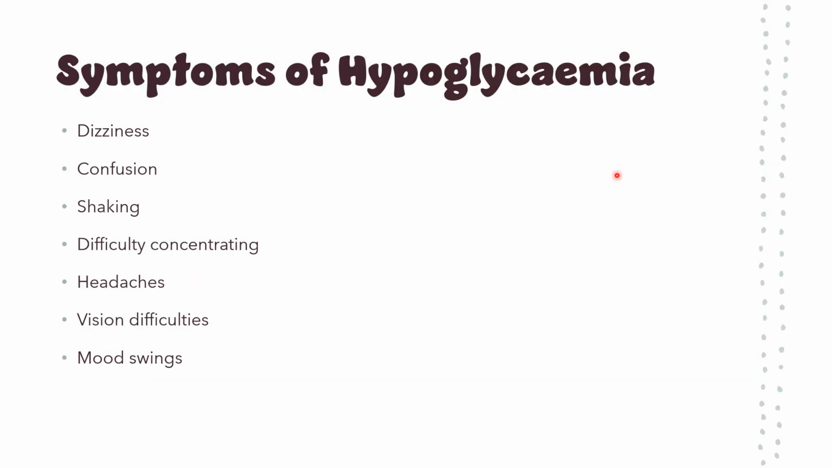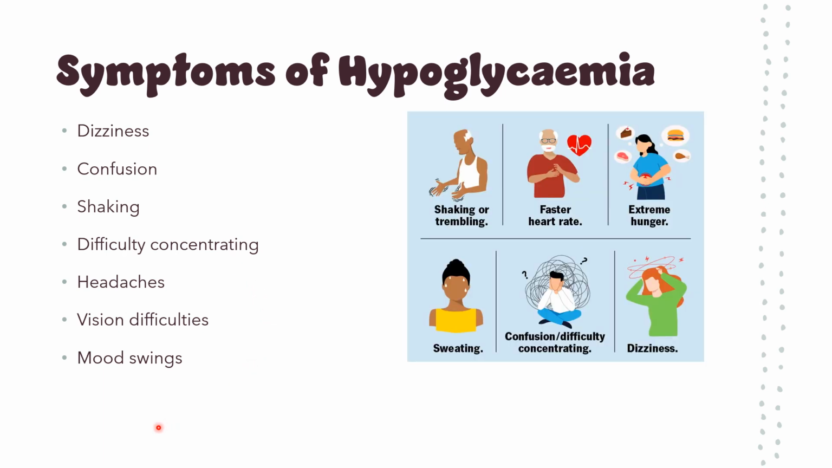So what are some of the symptoms of hypoglycemia? We have dizziness, confusion, shaking, difficulty concentrating, headaches, vision difficulties, and mood swings. Just think about how you feel when you haven't eaten in a very long time. Obviously your blood glucose levels are going to be low. You might feel irritable, which is mood swings. You might have a headache. You might be a little bit dizzy. You might have difficulty concentrating.